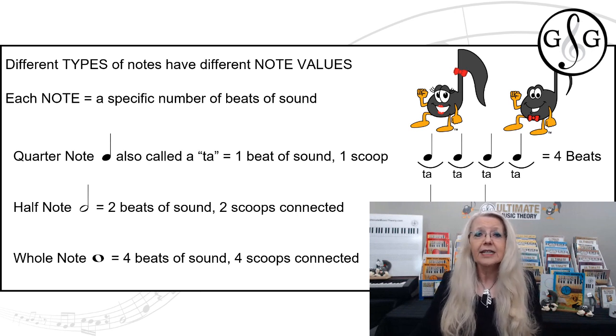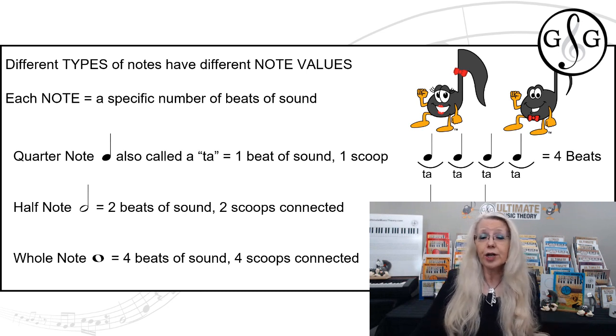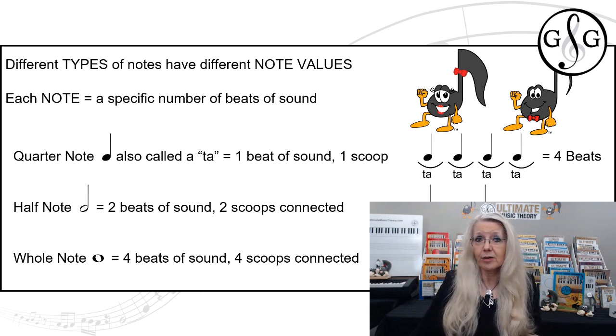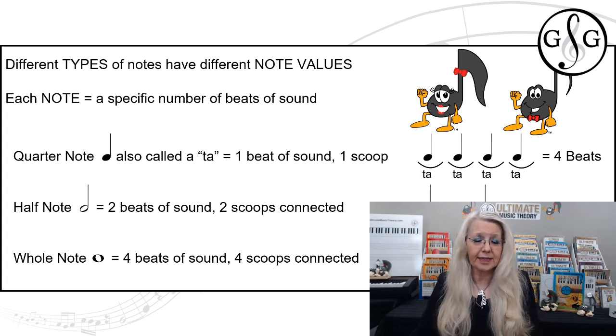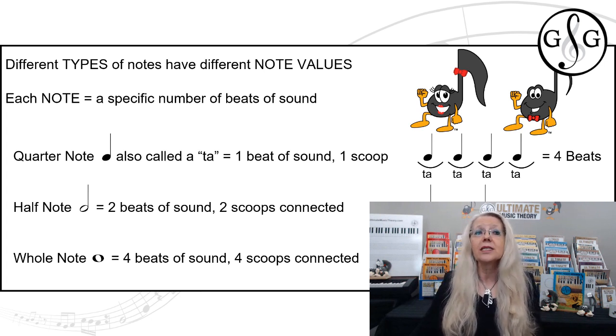So when students are learning about different types of notes, different types of notes have different note values. Each note equals a specific number of beats or sounds, right? A quarter note equals a ta or one beat of sound. A half note equals 2 beats of sound. And a whole note equals 4 beats of sound. So each type of note has its own note value or its own number of beats. Does that make sense? Okay, good. So that's one way of teaching, isn't it? We can see the quarter note equals 1. We've even put scoops in there as a visual aid in putting the beats together. Half note equals 2 and a whole note equals 4.